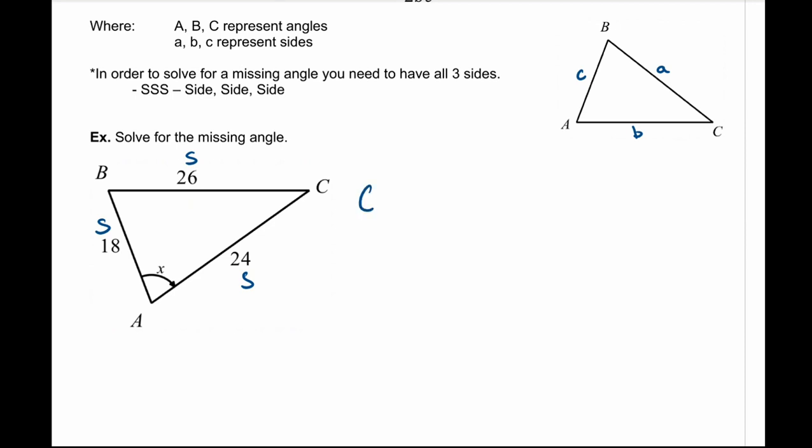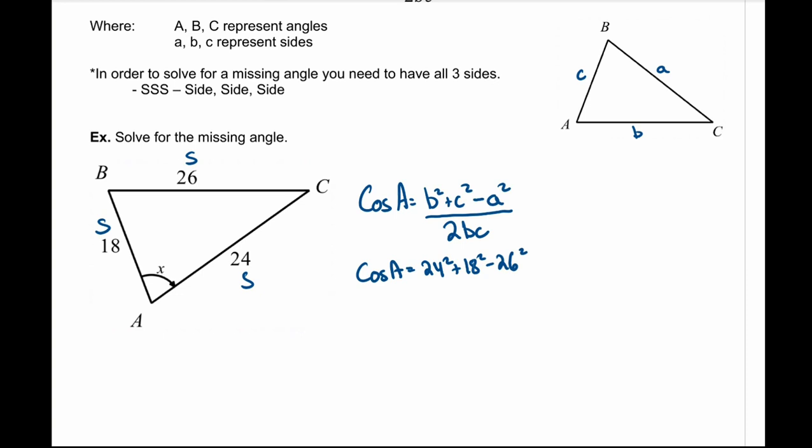Because it's for angle A, cosine A equals b squared plus c squared minus a squared. So again, that angle we're looking for and its corresponding side is being subtracted. All divided by 2bc. So cosine A is equal to b squared, which is 24 squared, plus c squared, which is 18 squared, minus 26 squared, all divided by 2 times 24 times 18.